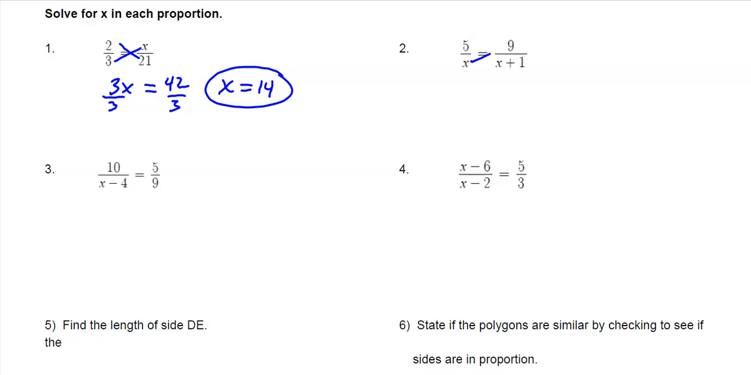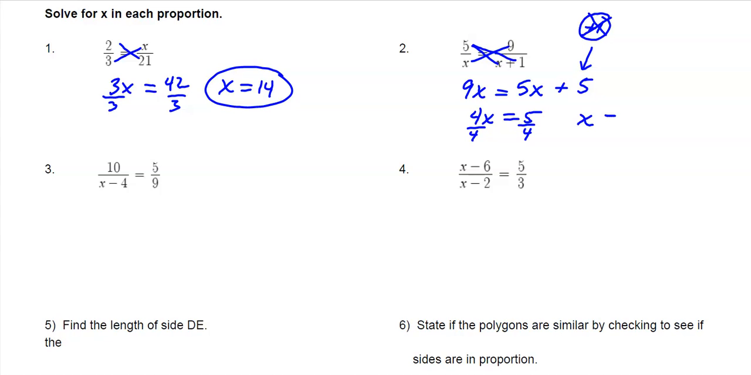Number 2, get 9x. Then you got to distribute the 5 times both pieces. So be careful. That should be a plus 5 right here. Some people may have put plus 1, and that'll mess you up because you got to distribute the 5. So subtract 5x from both sides. You get 4x equals 5. And divide, and we get an answer of 5/4 or 1.25. Either one should work.